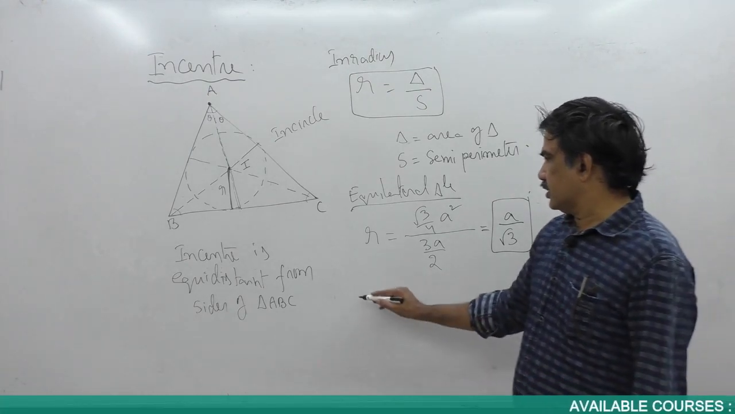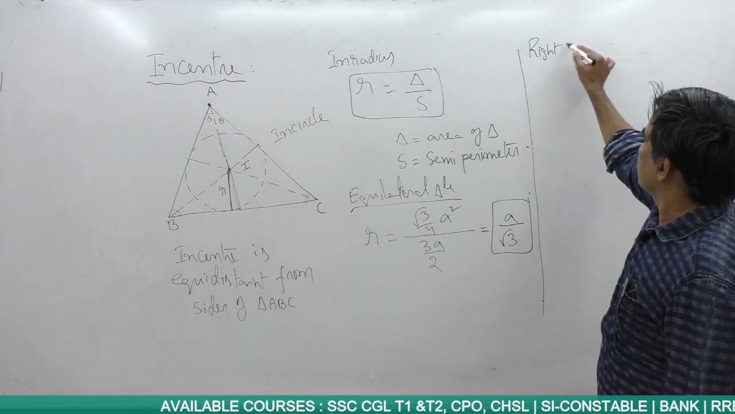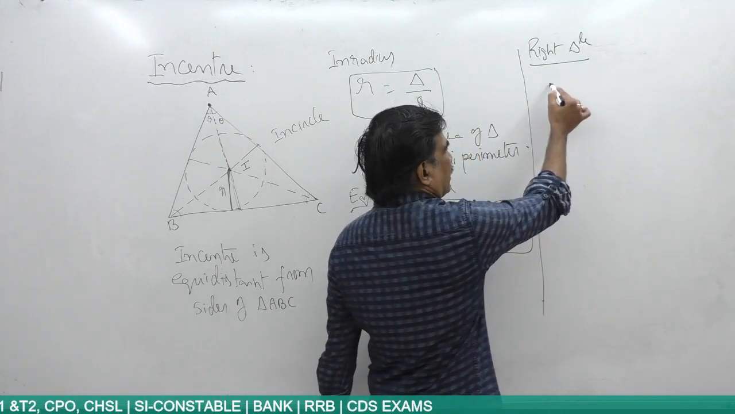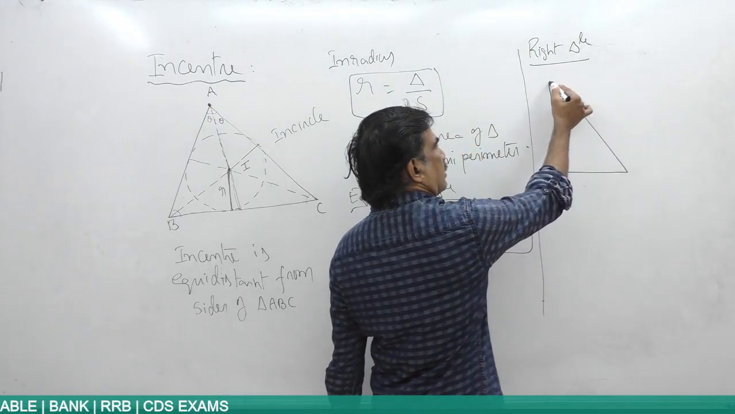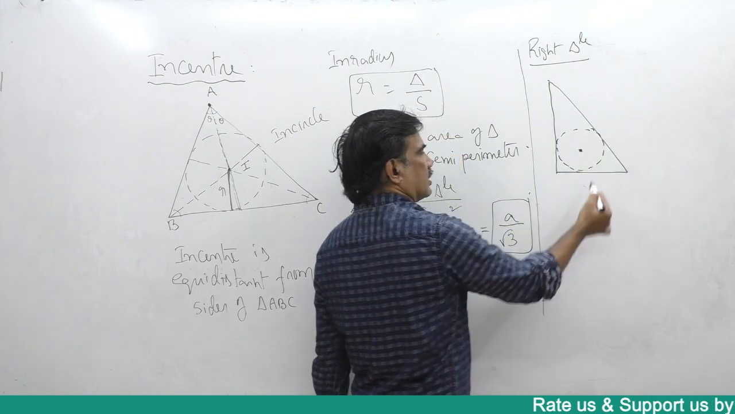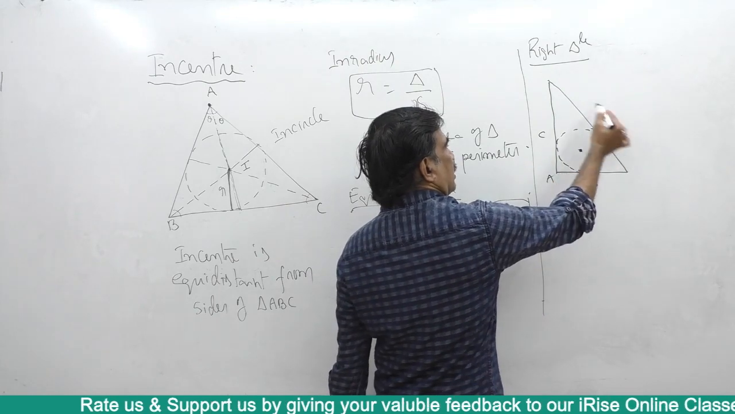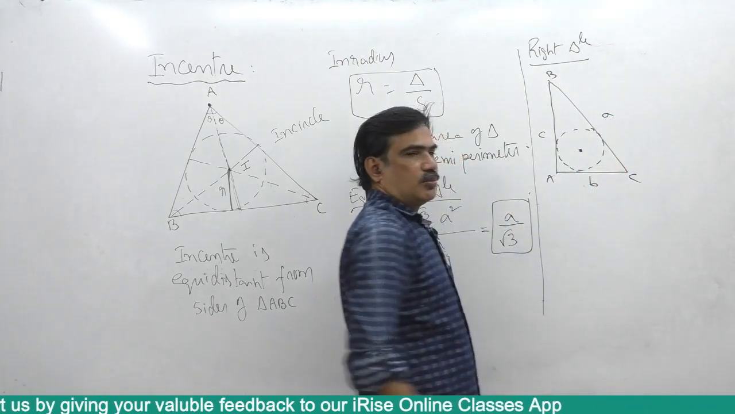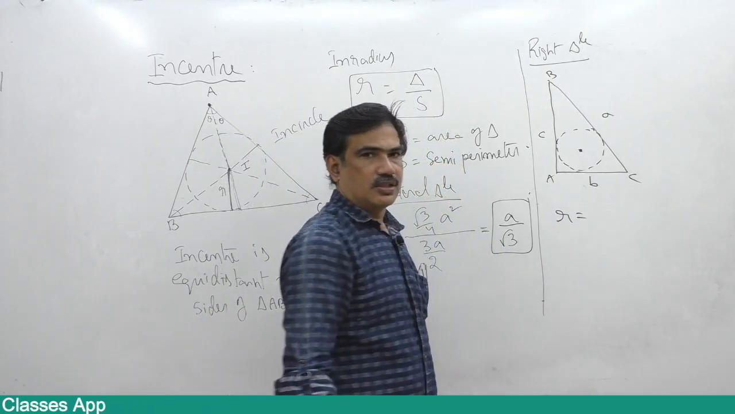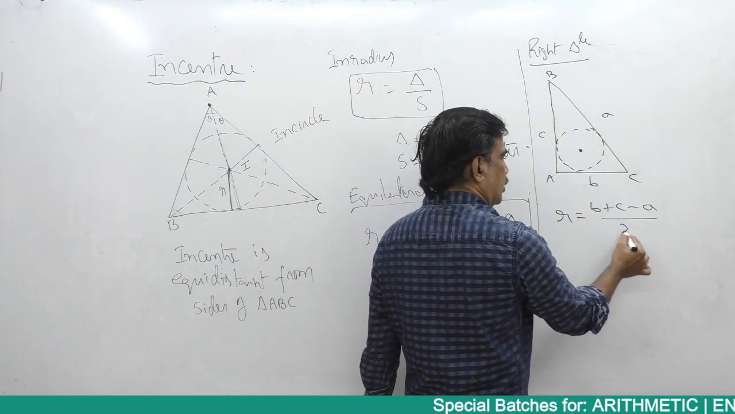Next, in the case of a right angle triangle, if you draw a circle here, this is the incircle. What is the radius of this circle? For example, if the sides are b, c, and small a is opposite to capital A, then the inradius r is equal to b plus c minus a by 2. This is the formula.